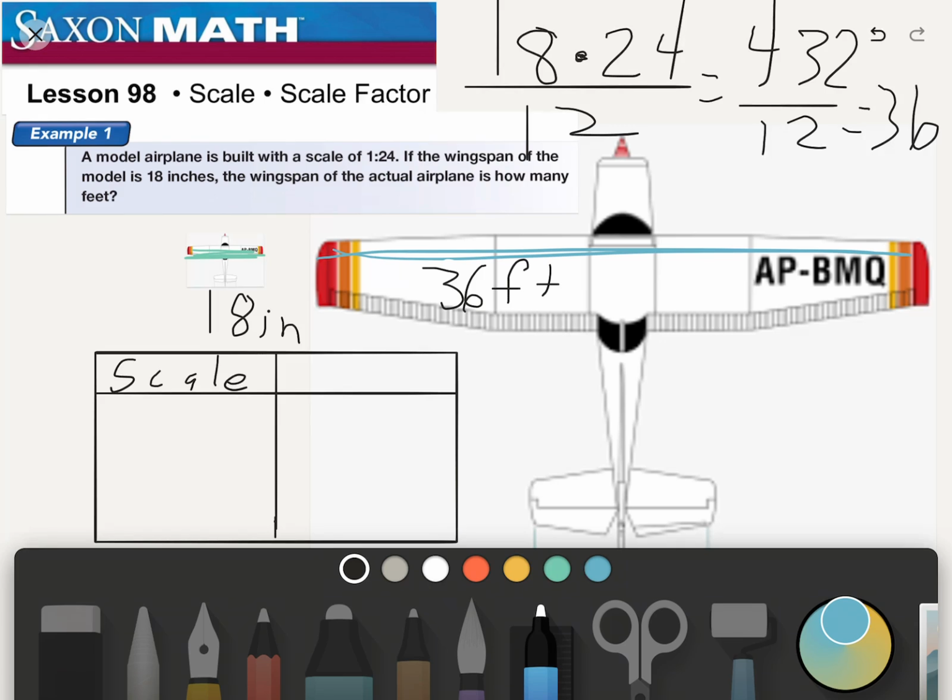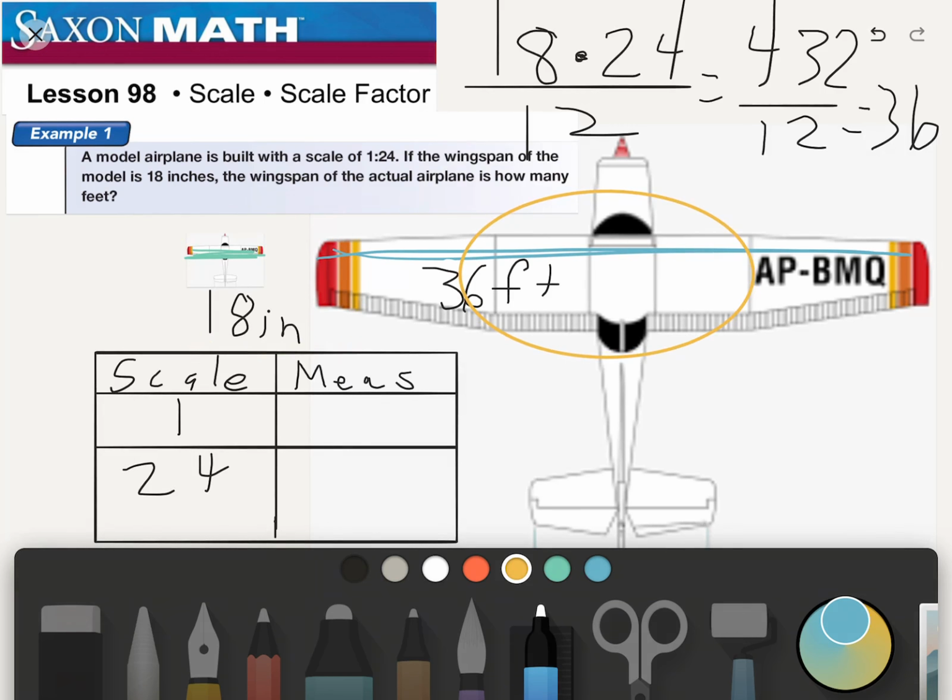We could also use a ratio box. And I'm going to just go for measure. And so our scale is 1 to 24. So say for every 1 inch of wingspan on our smaller one, we've got 24 inches on our bigger one. And then we know that this is 18 inches. And so what was the size of W?